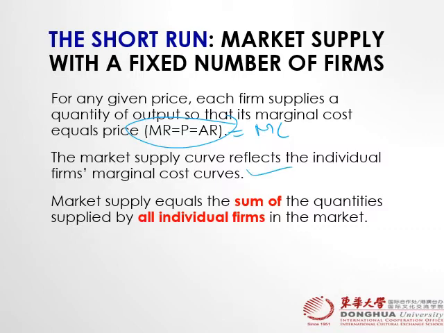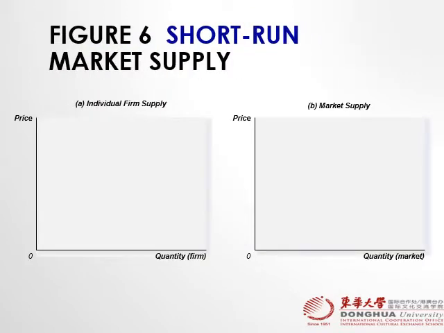But if we want to find out the market supply curve, up till now we have calculated competitive firm supply curve. Now what if we want to find out the market supply curve? The market is the combination of sum of all the individual firm. Similarly, the market supply is equal to the sum of all the quantities supplied by all individual firms, right? So let's do this analysis from a graphical point of view.